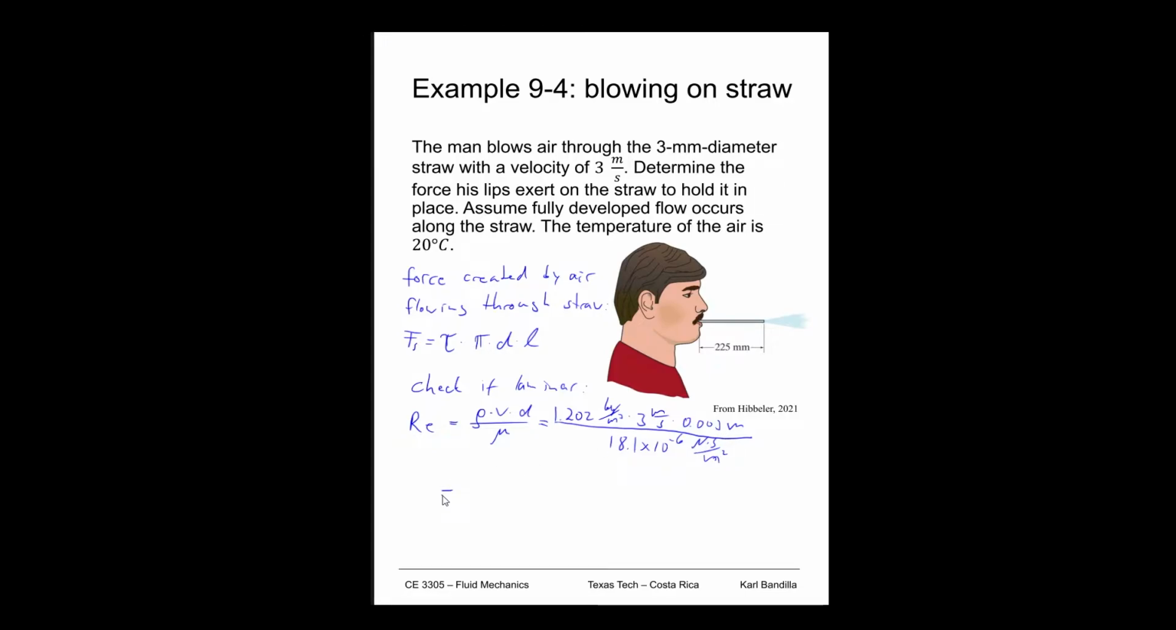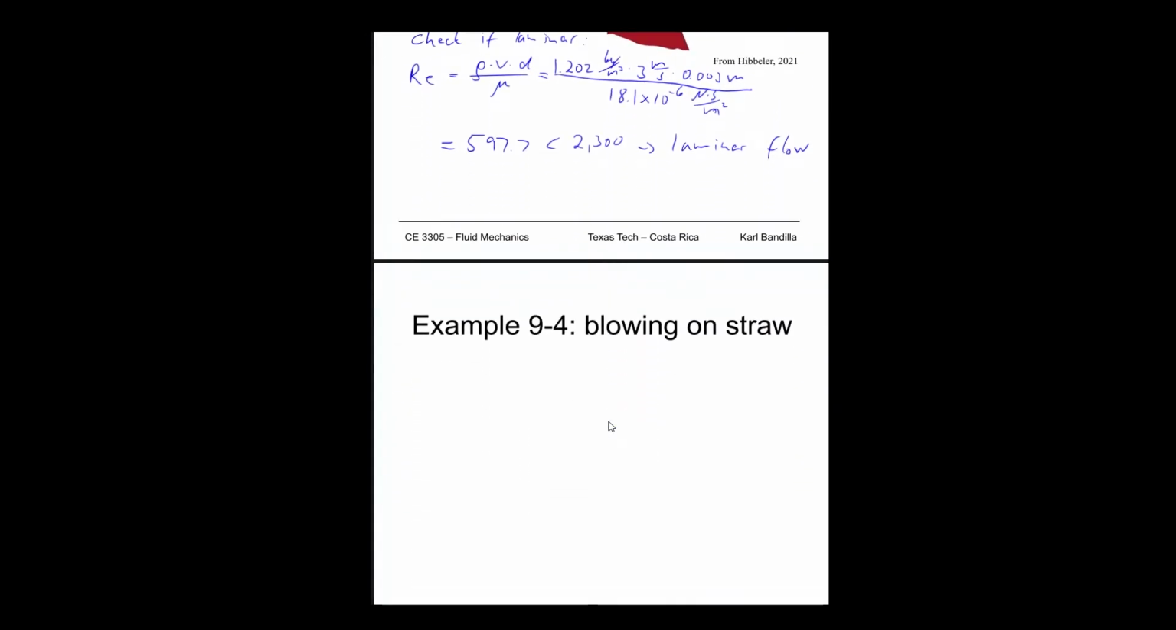And we plug that in, we get 597.7, which is quite a bit less than 2,300. So we have laminar flow, which is good because that means we can use the equations that we have. All right, so we can find out what the shear stress is.